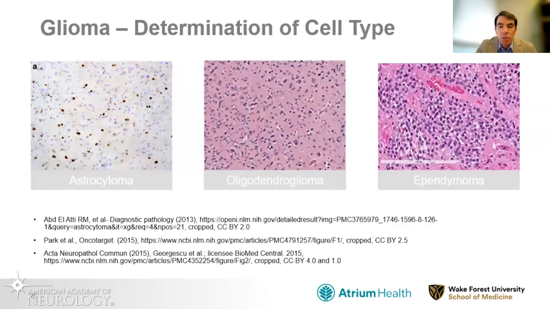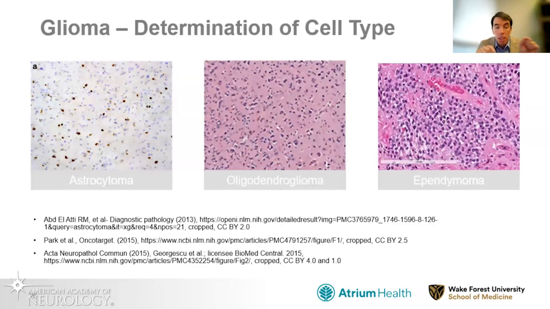So how do we make a diagnosis? There's 3 steps. The first is histology. That means looking at the tumor under the microscope. And this used to be all we would do. And we'd make a diagnosis of astrocytoma, oligodendroglioma, ependymoma based on histology alone. And these were the 3 diagnoses. That's just what they were.